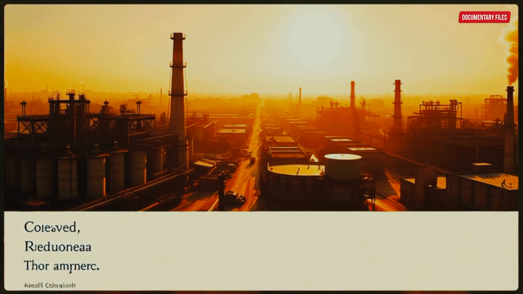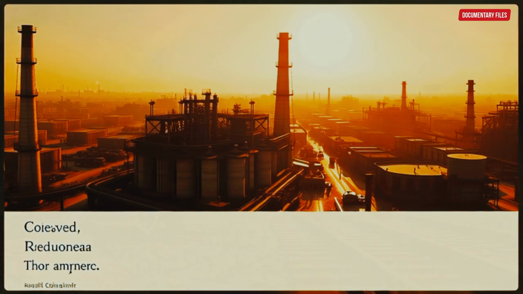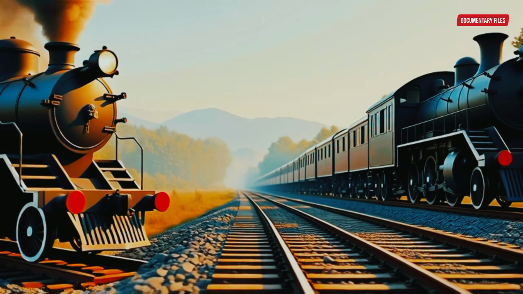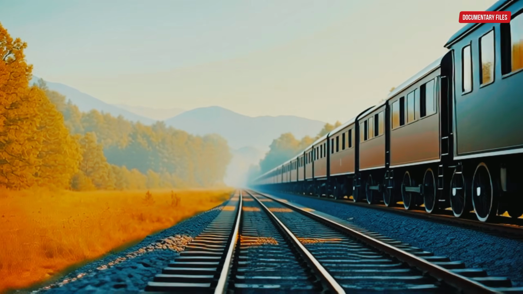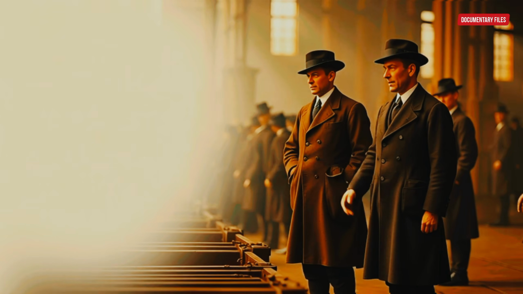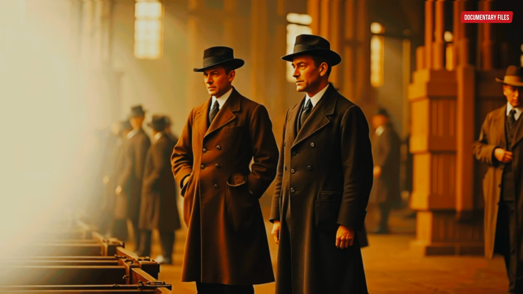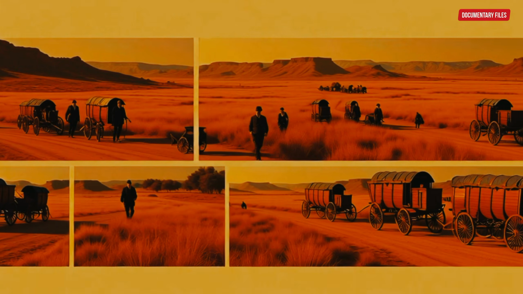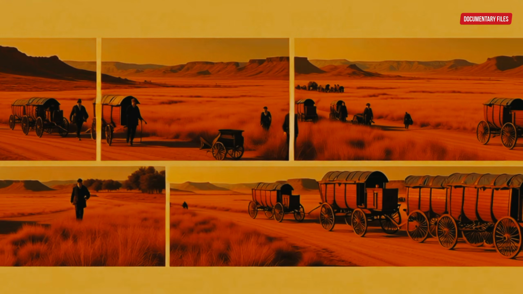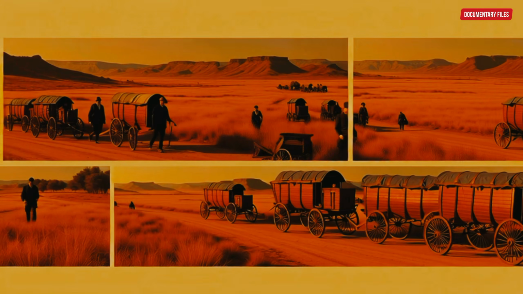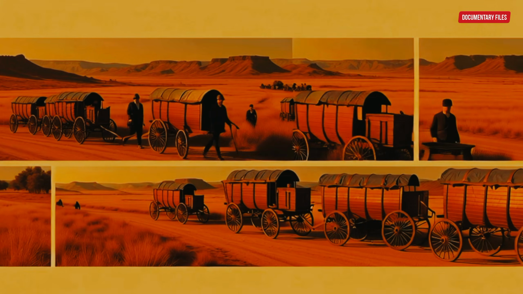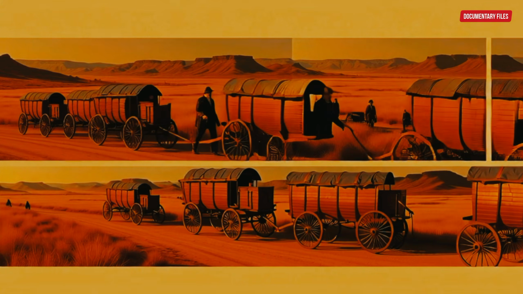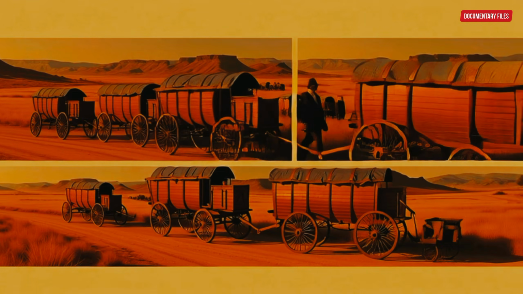Following the Civil War, the United States experienced rapid industrial growth. Railroads connected the country, factories expanded, and millions of immigrants arrived from Europe. The nation continued expanding westward, often at the expense of Native American tribes who were forced from their lands. By the early 1900s, the United States had become one of the world's largest industrial economies.